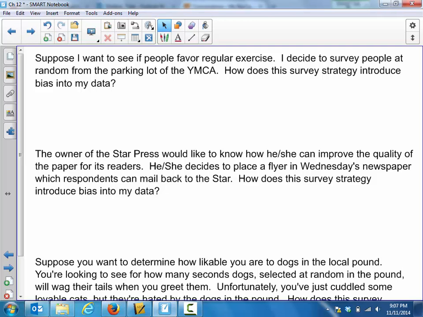Okay, let's look at three more here real quick. Suppose I want to see if people favor regular exercise. I decide to survey people at random from the parking lot of the YMCA. How does this survey strategy introduce bias into my data? Well, let's back up and let's say additionally that I want to see if people favor regular exercise within Yorktown specifically, and then I decide to survey people at random from the parking lot of the YMCA. Okay, so now I think that's a little bit clearer.